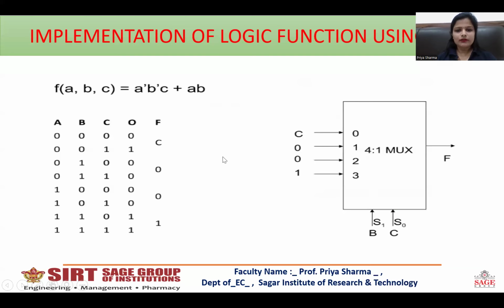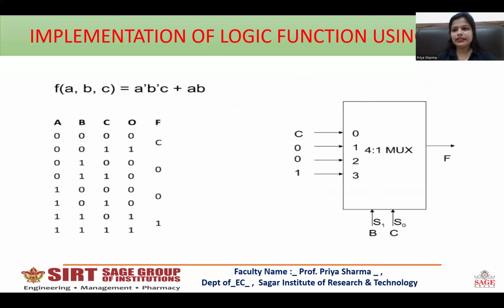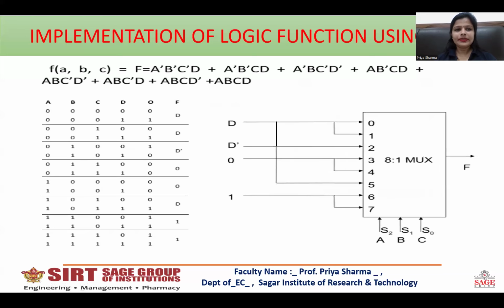So C, 0, 0, 1 are the inputs. This is how it has been implemented using a 4:1 mux. Earlier we had implemented it using an 8:1 mux. The same function has been implemented using a 4:1 mux by using one of the selection lines as an input. So C, 0, 0, 1 are the inputs, A and B are the selection lines, and the output is the function.